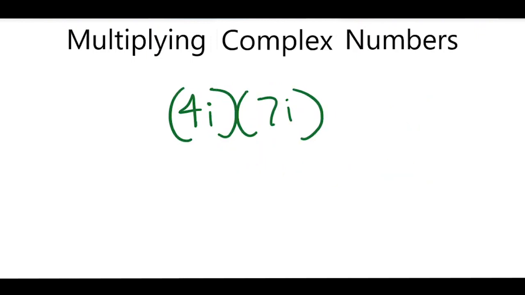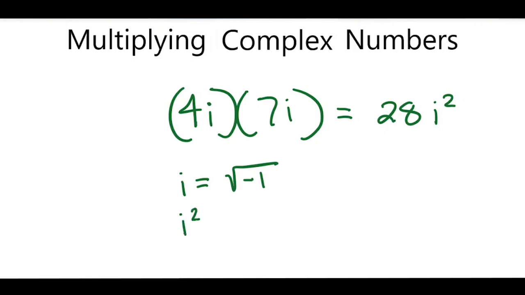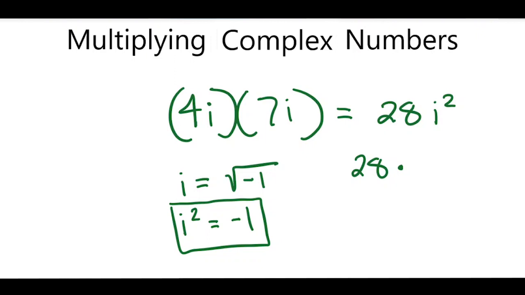But what if you have 4i times 7i? Well, 7 times 4 is 28, and i times i is i squared. But remember that i is equal to the square root of negative 1. So that means that i squared is actually equal to negative 1. Remember that. i squared is equal to negative 1. So that means that 28 times i squared is actually 28 times negative 1, which is negative 28.